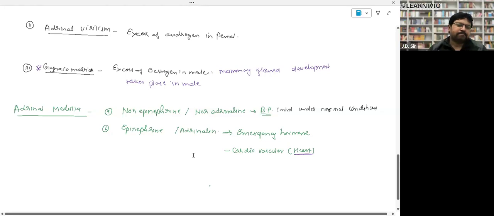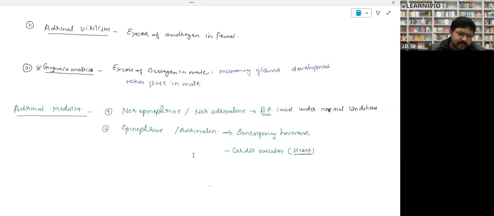Please note down. Norepinephrine, noradrenaline, that is the same thing. Epinephrine or adrenaline, that is the same thing.